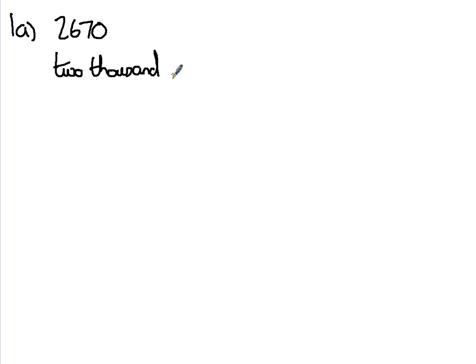Okay, we're looking at AQA's mock paper. The first question here, 1A, is looking for us to write this number in words. So we've got thousands, hundreds, tens, and units. So we've got 2,000, 600, and 70.